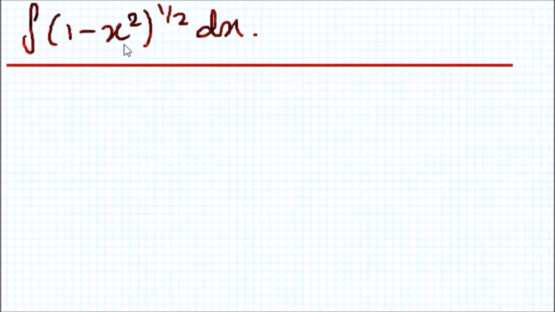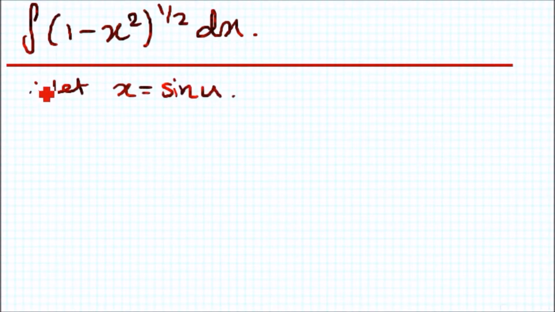So the first thing I want to do is let x equal sine u. The reason why is that it's all going to play itself together. So let x equal sine u. Now if we differentiate this, what exactly happens? Well, we should get dx equals cos u du.